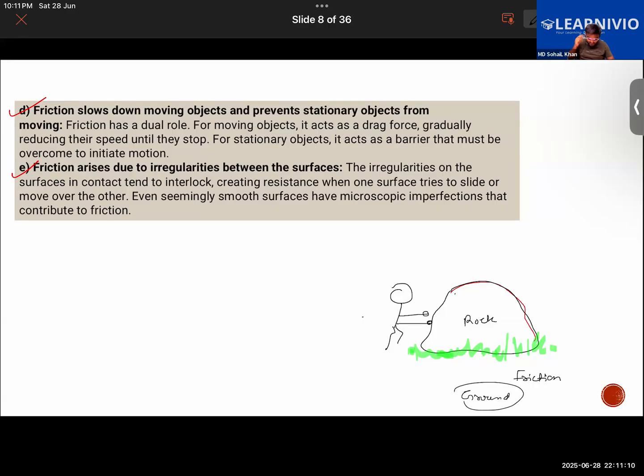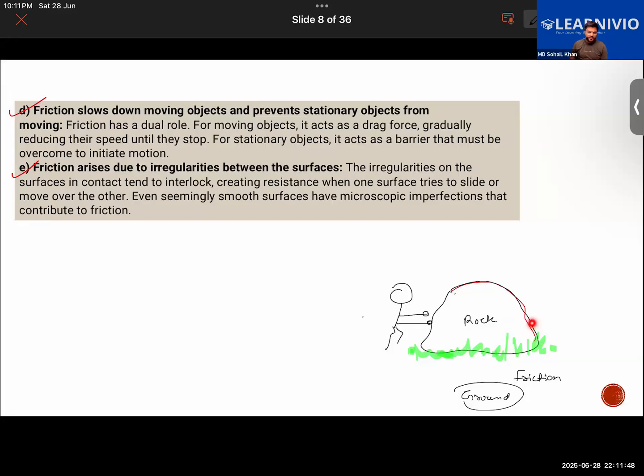And I need to actually break down this barrier. This friction is acting as a barrier to me now. I must break down this barrier in order to make this rock move, and how much that barrier is going to be will depend upon various factors. Is this statement clear? It acts as a barrier that must be overcome to initiate motion. I must break down that barrier in order to bring this object into motion.